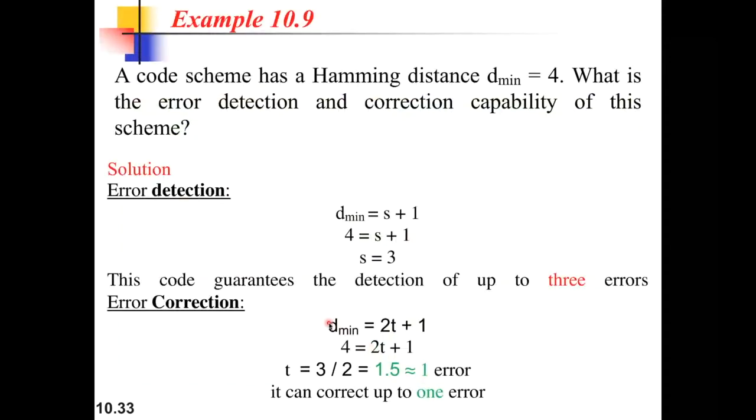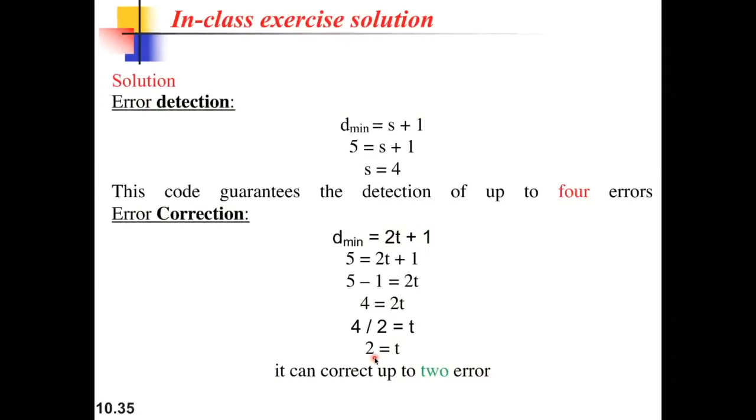This is the same formula I am talking about. First we subtract 1 from D minimum. If we subtract 1, these are the number of error bits that we can detect. Then take its half. These are the number of bits that we will be able to correct. This is the explanation. Answer of this question is written here.